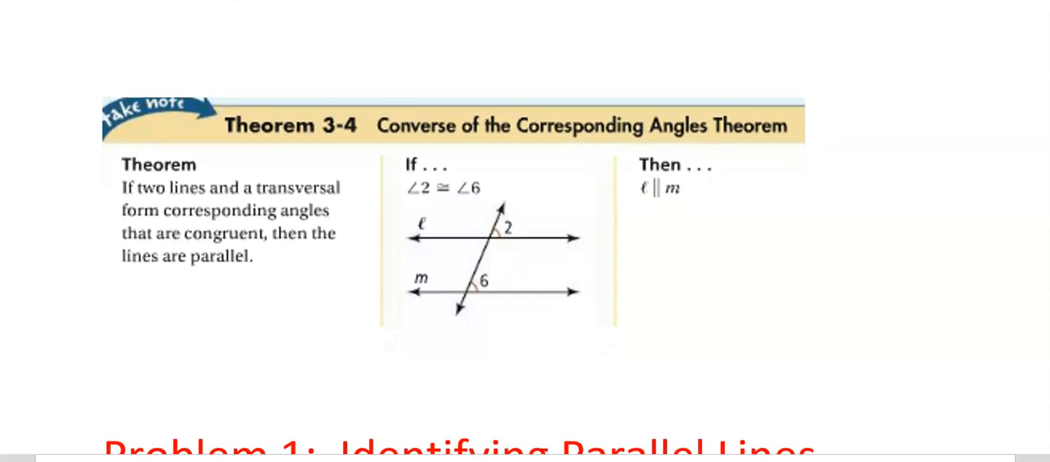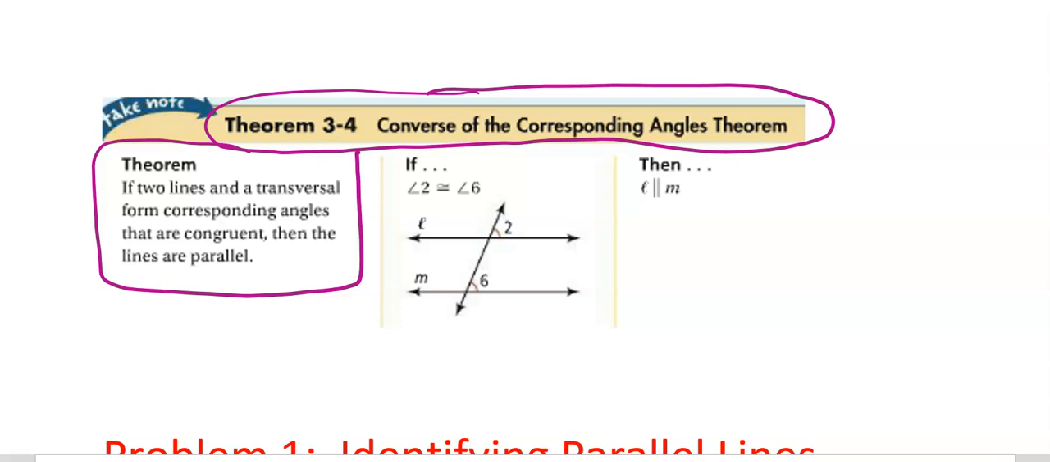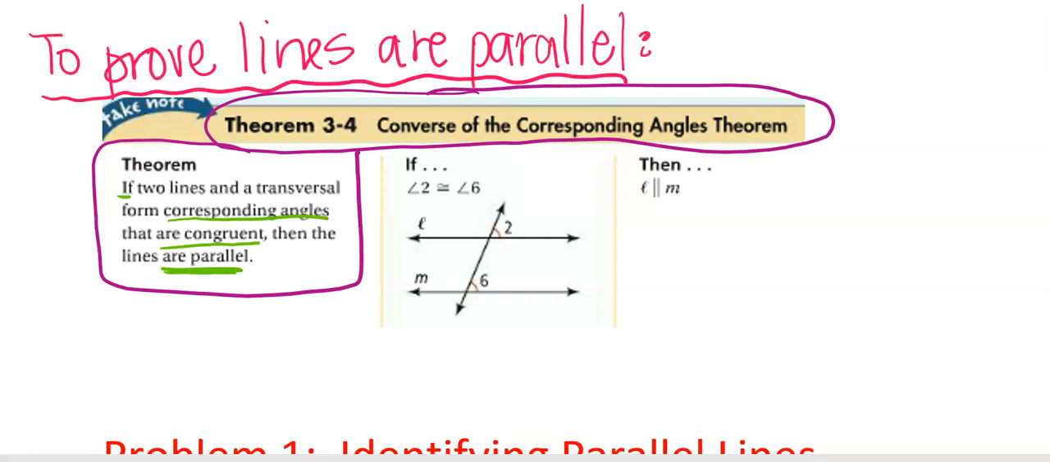First theorem, the converse of the corresponding angles theorem. So I want you to write the words, give the number, just those things that I have in purple, please. This one says if two lines in a transversal form corresponding angles that are congruent, then the lines are parallel. So if you look right above this theorem 3.4, notice that I added to prove lines are parallel. If you guys want to put that in your postulates and theorems section, go for it.